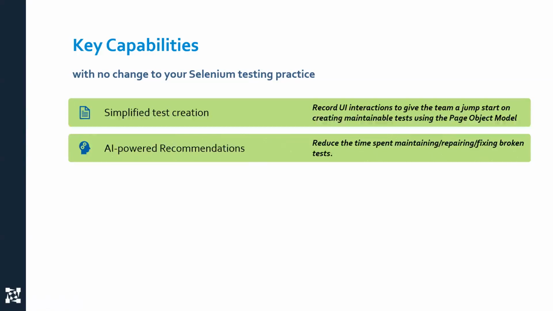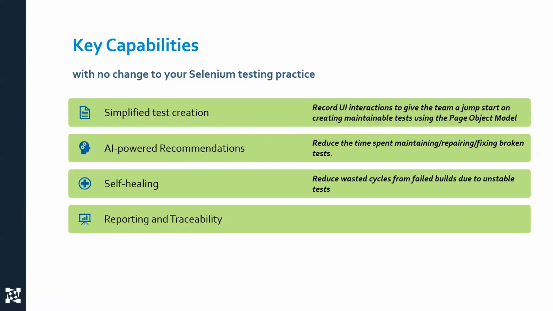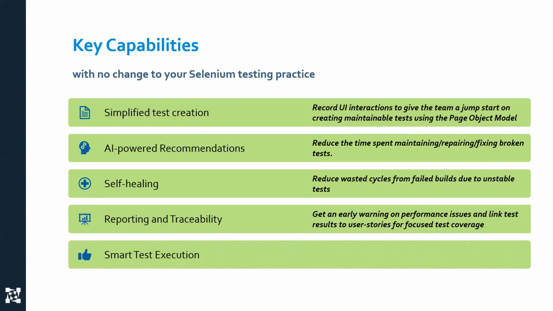We can self-heal those at runtime, so we can reduce cycles associated with failed or unstable tests as part of your CI/CD pipeline. The reporting and traceability gives us not only that context with Jira, but also an early warning on performance issues within the application. This is where performance issues are going to surface. They're going to surface in your UI. And if you can get an early warning as part of your functional test automation that there's a potential performance issue appearing, this is going to give you a great jump start on making sure those issues don't appear.